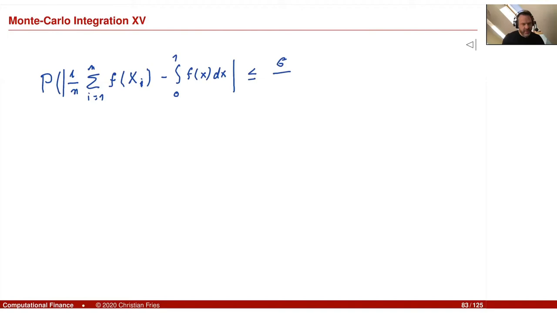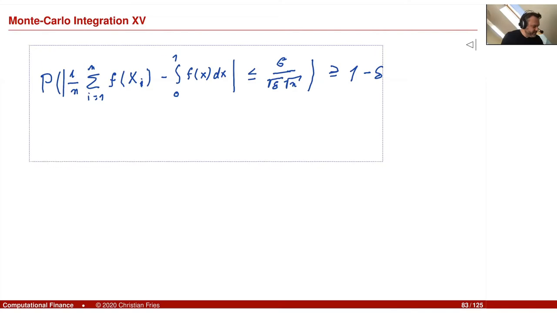sigma, which is the square root of the variance of f of x, where x is uniform. So sigma squared is the variance, divided by the square root of some delta, divided by the square root of n. Okay, and the probability that we are within this bound, which we can make tighter by increasing n, is larger than 1 minus delta. That was maybe our most important result on the Monte Carlo integration.